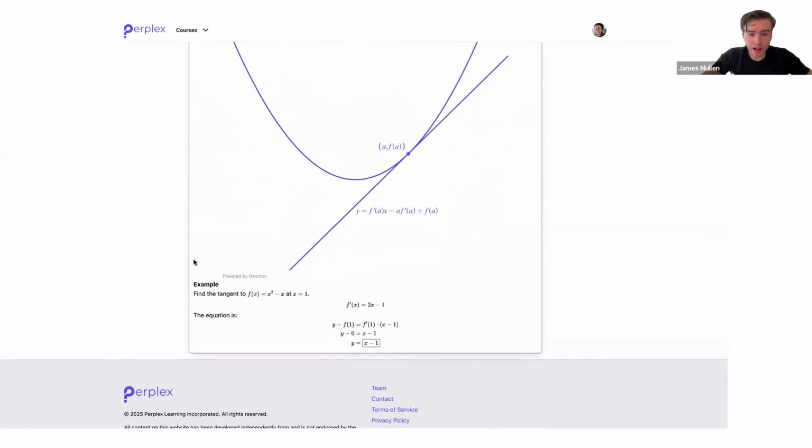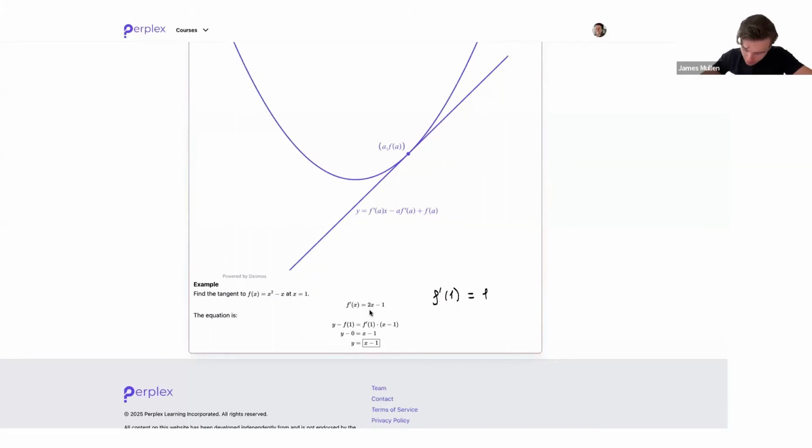I have the function f of x is equal to x squared minus x, and I'm looking for the tangent at x is equal to 1. So I find the derivative. I get 2x minus 1 for the derivative, and I plug in 1, and f prime of 1 is going to be 1. So the slope of the line is going to be 1, and I use my point slope form, and I say y minus f of 1 is equal to f prime of 1 times, in brackets, x minus 1.